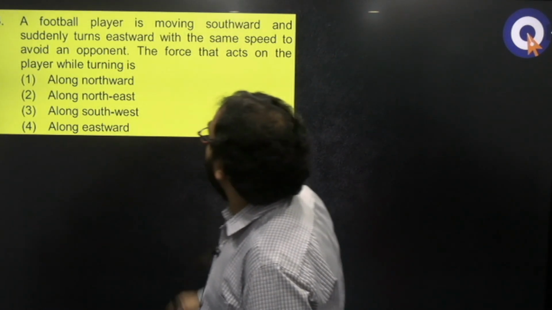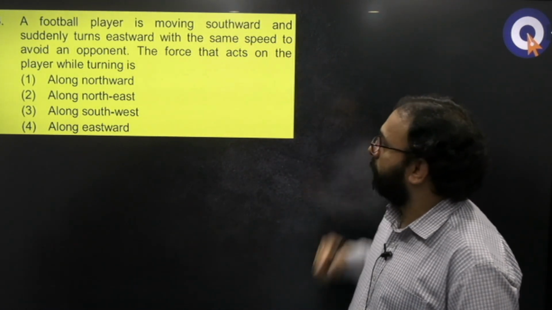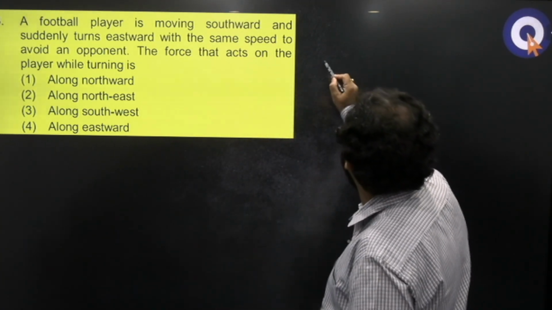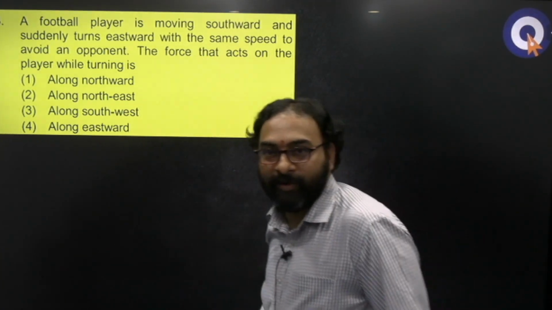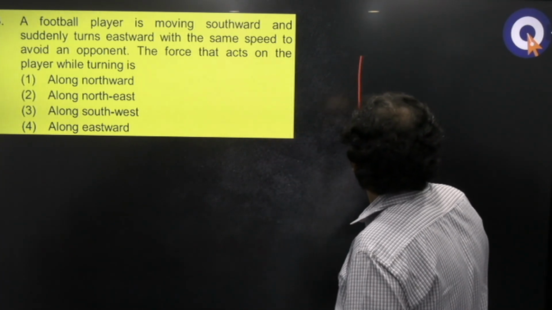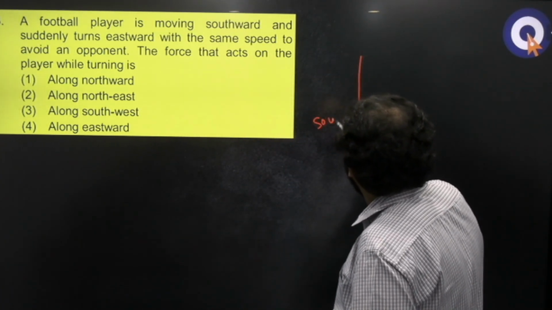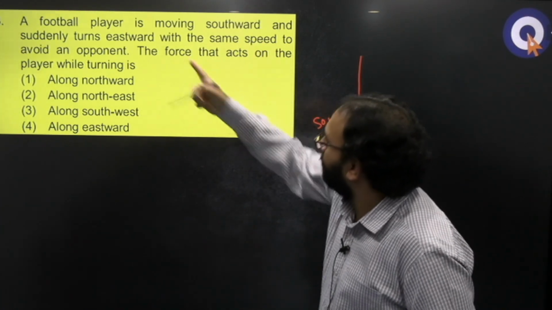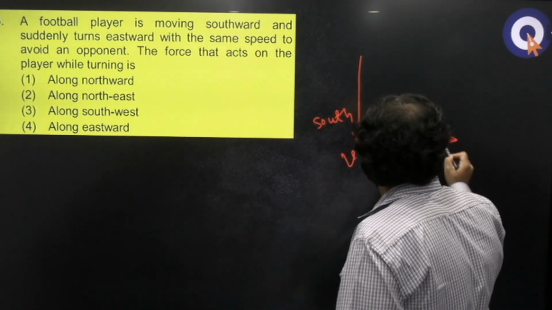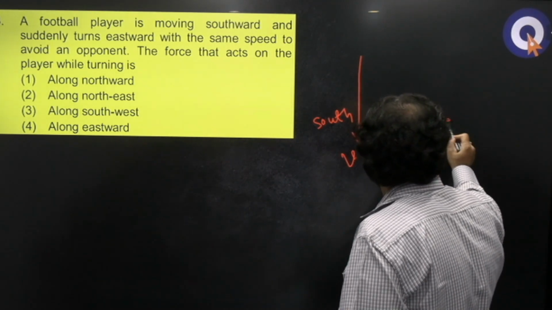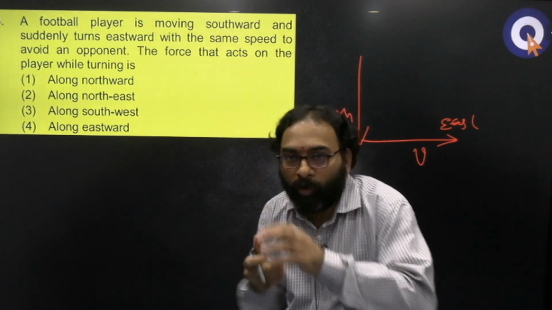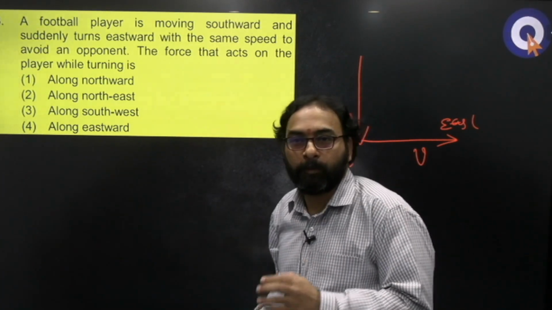Next question. A football player is moving southward and suddenly turns eastward with the same speed. So what is given here? The player is moving southward, this is the south direction, with some speed, and suddenly he turns eastward with the same speed. The force that acts on the player while turning.